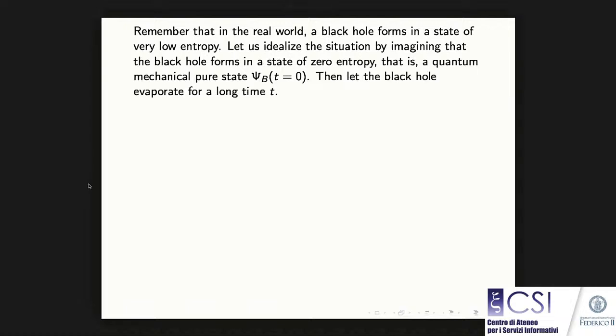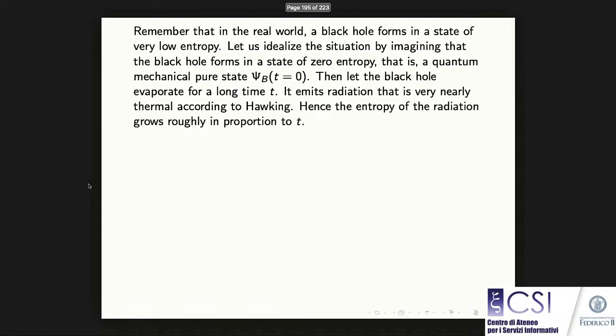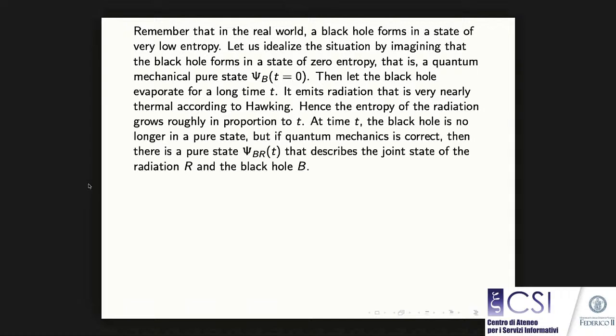Then we let the black hole evaporate for a long time t. It emits radiation that's very nearly thermal, according to Hawking. So the entropy of the radiation grows roughly in proportion to t. At time t, the black hole is no longer in a pure state. But if quantum mechanics is correct, then there is a pure state that we'll call psi_BR of t that describes the joint state of the radiation R and the black hole B.